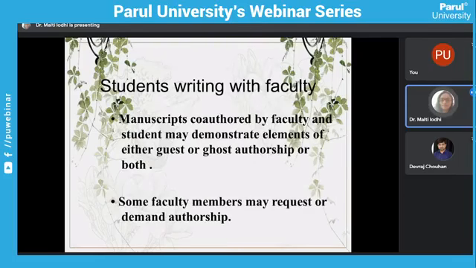Now, students writing with the faculty. If a manuscript is written by students with the faculty, a manuscript co-authored by faculty and students may demonstrate elements of either guest or ghost authorship or both. So that has to be decided by the publisher, by the publishing policies. Whatever types of policies they have, they have to decide before publishing.